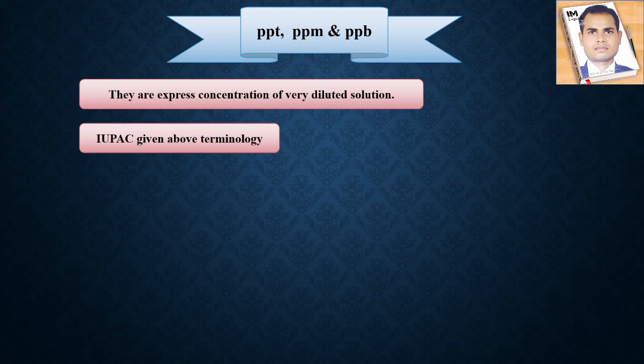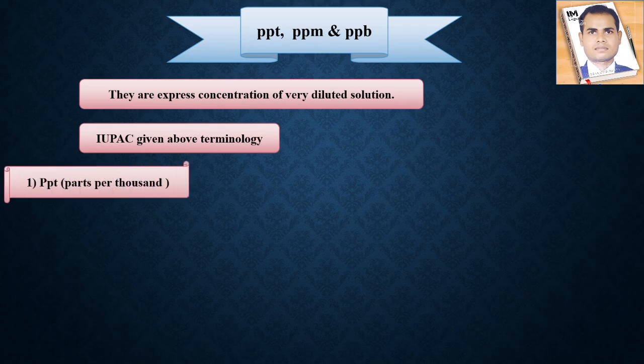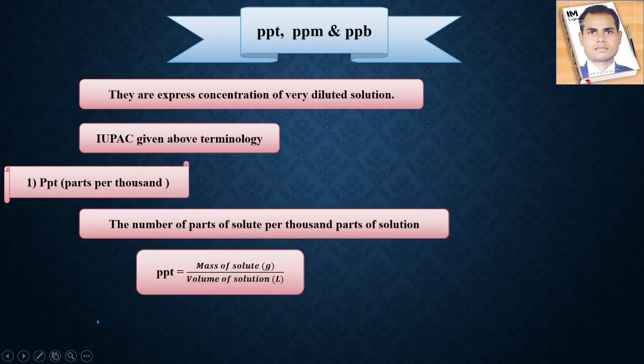This terminology is given by IUPAC. First of all we take ppt, which means parts per thousand. The definition is the number of parts of solute per thousand parts of solution. The formula for ppt is mass of solute in grams divided by the volume of the solution in liters. By using this formula we can calculate ppt, or make a ppt solution.